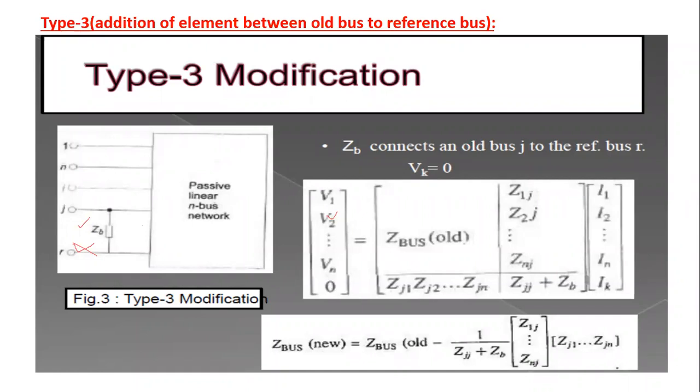The type 3 modification is where the element is added between the old bus to the reference bus. This is the formula for finding the Z bus new matrix. That is Z bus new is equal to Z bus old minus 1 by ZJJ plus ZB, into Z1J, Z2J and so on ZNJ into ZJ1, ZJ2 and so on ZJN. This is the formula for the type 3 modification, that is, the element is added between the old bus to reference bus.